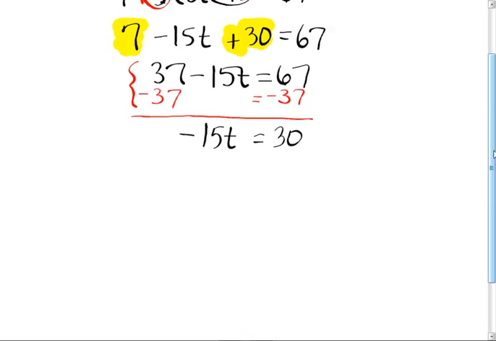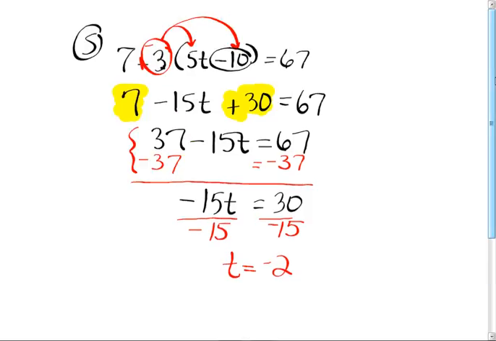Ryan, what do I do next? You're not Ryan. Divide by negative 15. So t equals 30 divided by negative 15, which is negative 2. Aren't you thankful I'm not making you check this? Even I don't want to check it. But if it were a test, I would definitely check it. Kind of ugly. Well, why don't you guys try the next one?